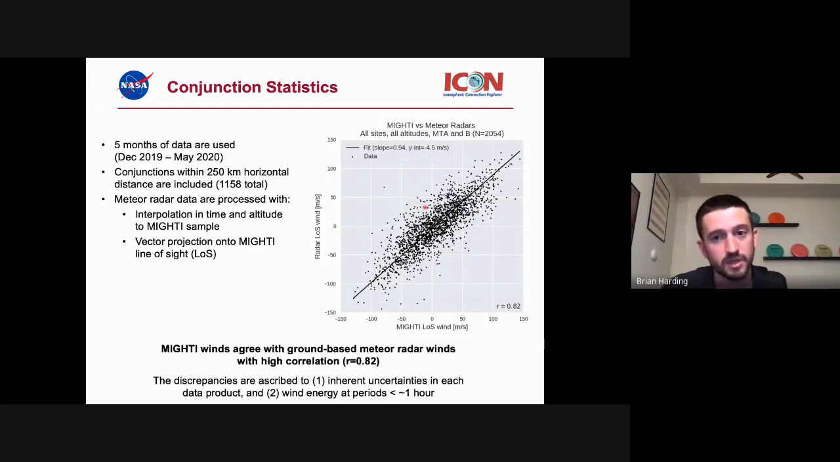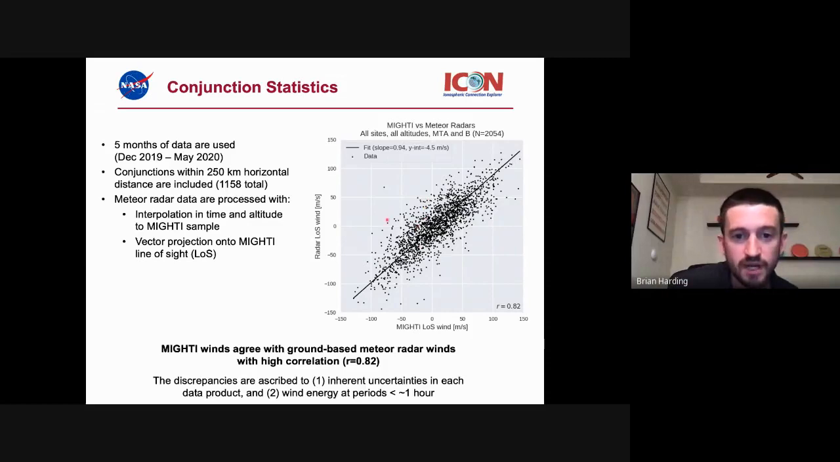short timescales, because I mentioned the meteor radars and the MIGHTY space-based measurement have similar size averaging kernels in space, but much different temporal structures. So they measure a similar amount of energy in the spectrum versus wave number, but MIGHTY sees more small-scale variability in time.